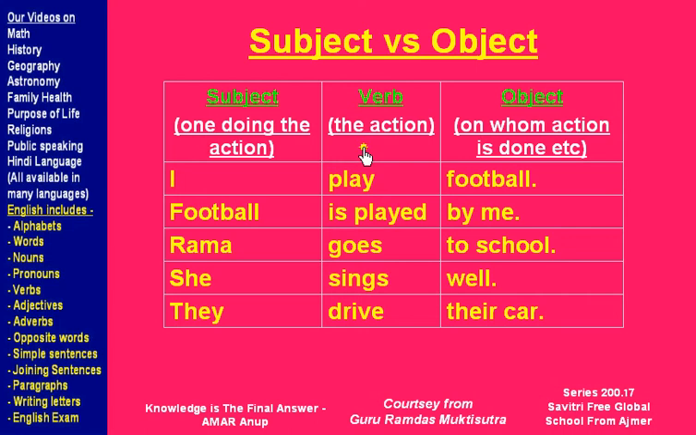All sentences must have a verb. If you want to write or speak a complete sentence, it must have a verb. The third part of the sentence is the object. Sometimes the sentence may not have an object, but if it is there, then it represents that on whom the action is done. Who is the recipient of that action?